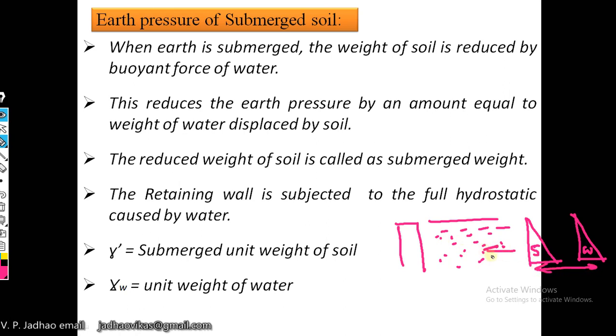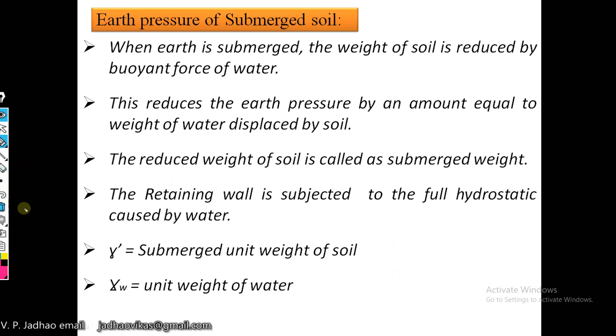Again, this will be acting at a height h by 3. Let us consider the submerged unit weight of your soil is given by gamma dash, and the unit weight of water is given by gamma w. Then we have three different cases of submerged soil.